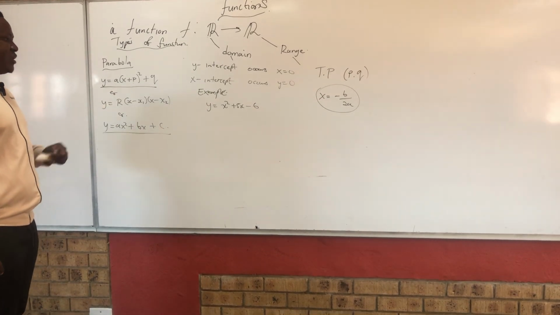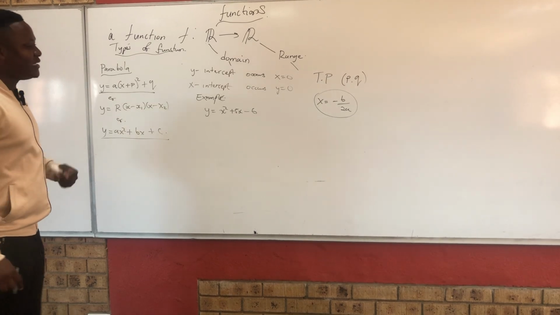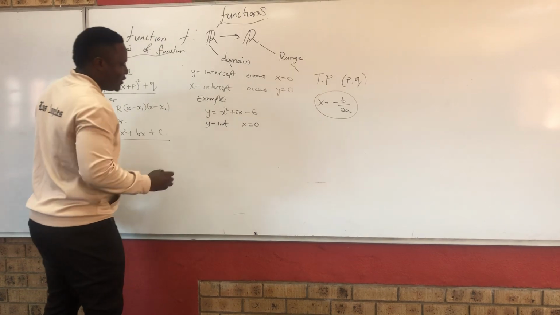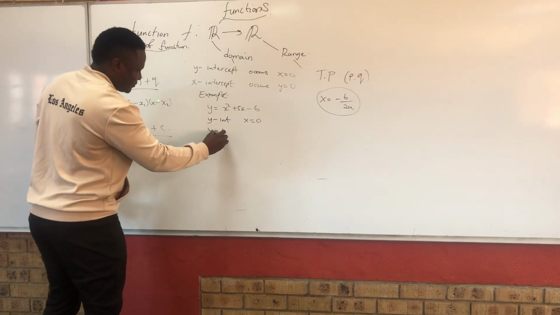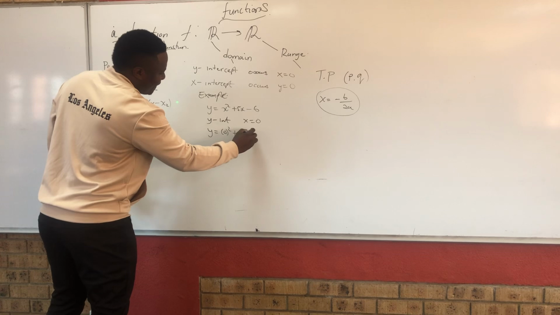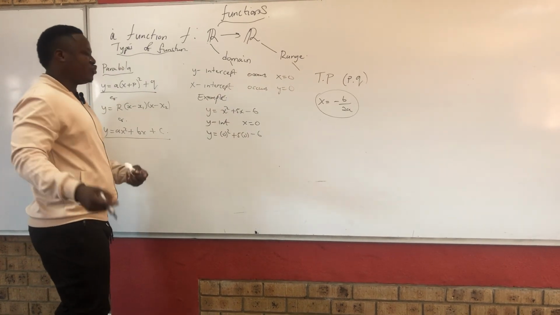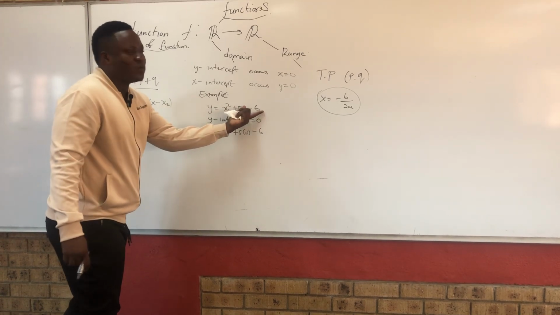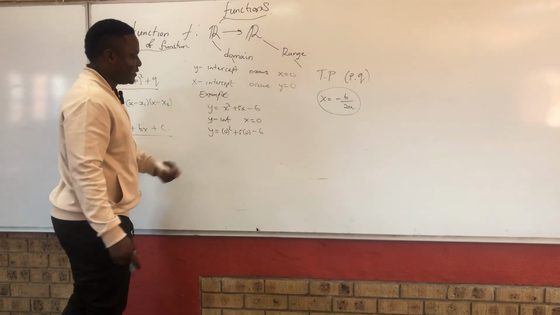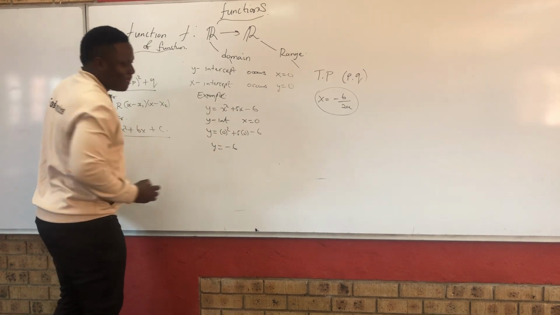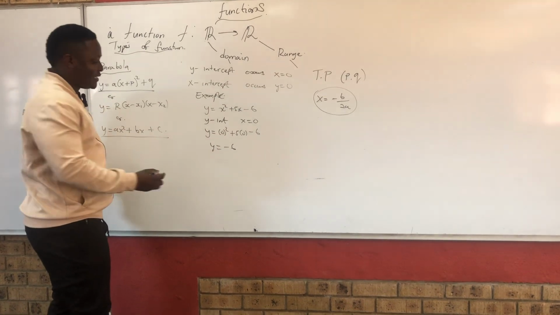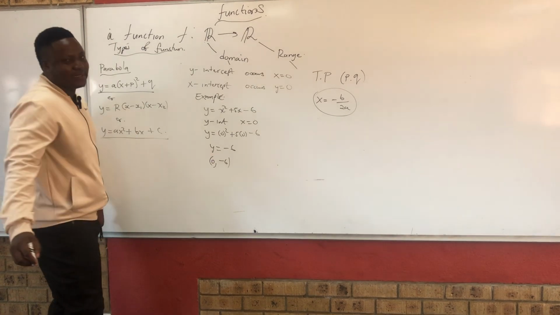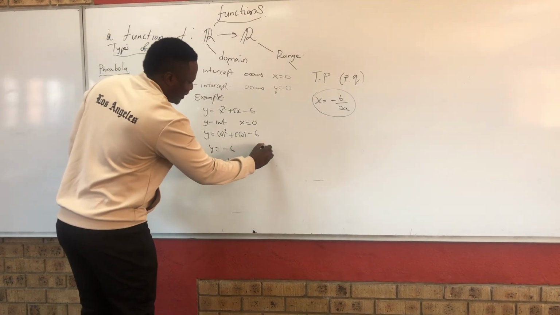So now let's check this situation. How can we find the y-intercept? The y-intercept occurs when x is 0, so we substitute and get −6. As I told you, as long as you have this kind of equation, the y-intercept is just the value of c, which in this case is −6. So when x is 0, y is −6.